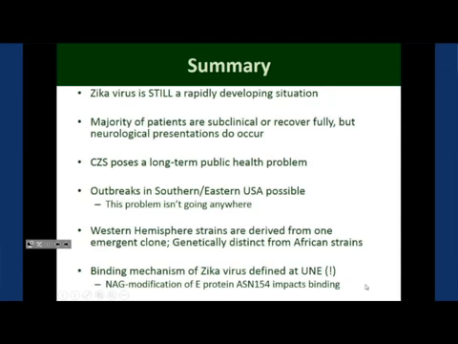And then finally, we sorted out the binding mechanism of Zika virus here at UNE. Go Nor'easters. And we found that a NAG modification of the envelope protein at asparagine 154, which sounds nerdy, has a whole bunch of clinical implications. So with that, I want to acknowledge a whole bunch of people.